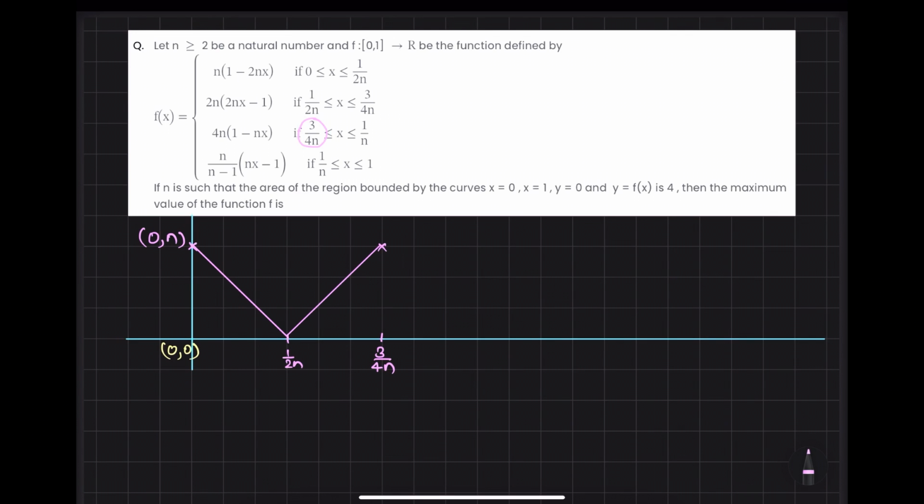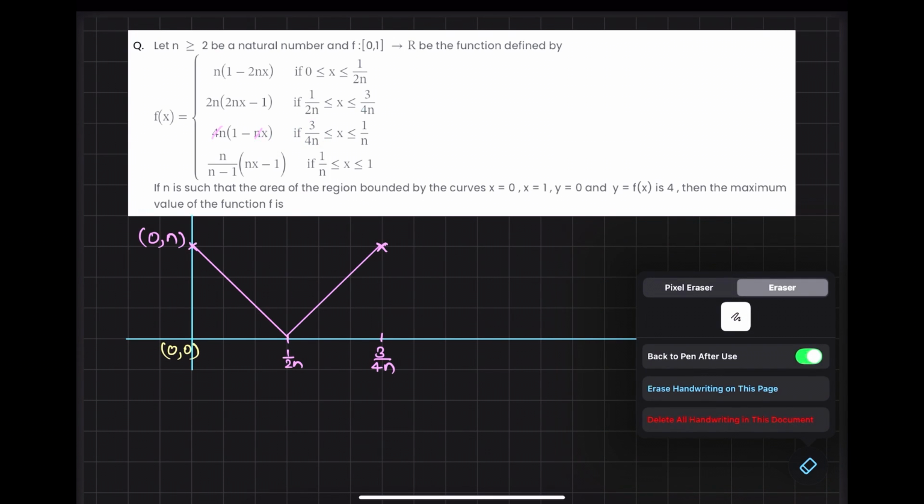So look at this. If you replace x with 3 by 4n, the n is gone, and we are left with 3 by 4. 1 minus 3 by 4 is 1 by 4. So 4 and 4 are gone, we are left with 1. So the next definition will start from this point only.